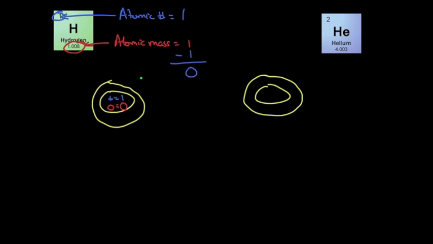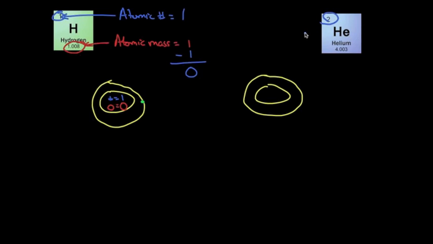Now remember that all the atoms on the periodic table are in their neutral state, unless otherwise noted by a plus or a minus sign next to the element symbol. Since there is no plus or minus sign next to this hydrogen element symbol, we know that there are equal numbers of electrons and protons. So if there's 1 proton, there's 1 electron. Now let's do the same thing with helium.